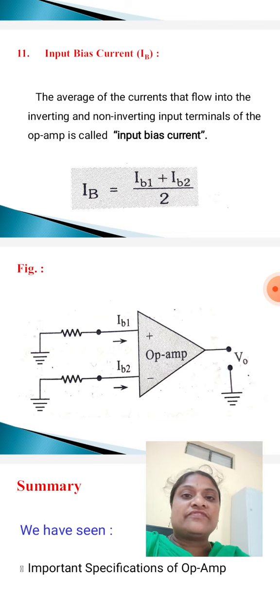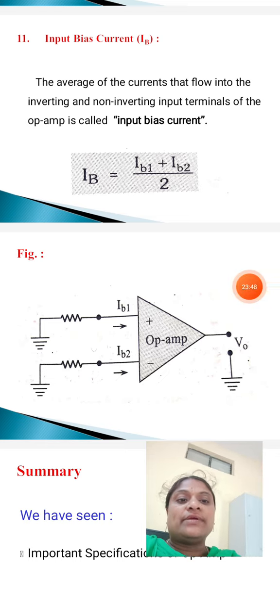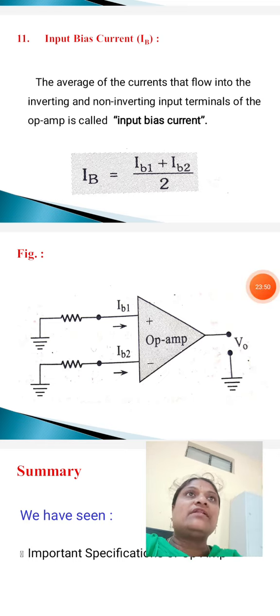So it is defined as the average of the currents that flow into the inverting and non-inverting input terminals of the op amp. Okay, so IB is equal to IB1 plus IB2 by 2.